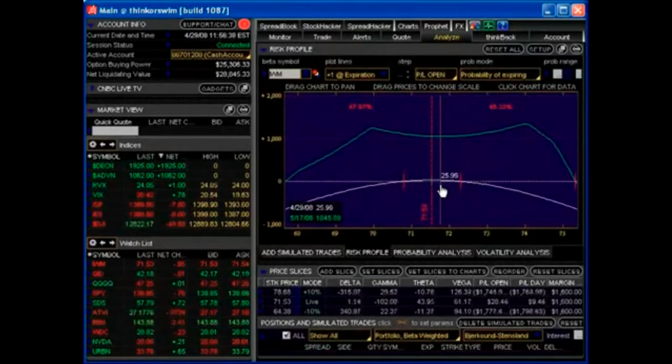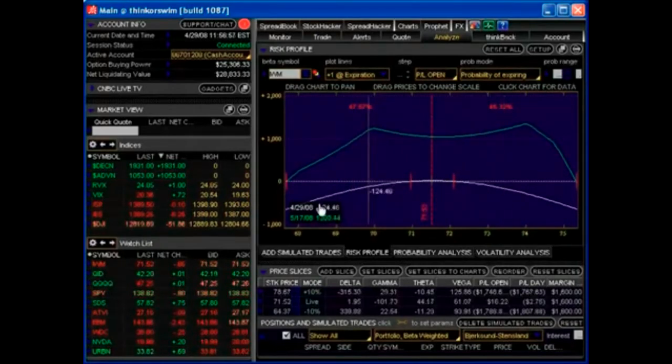It gets really, really interesting. As I mentioned, our margin is only $1,600. Okay. I want you to take a look at this green line for a second, because this green line is our maximum profit potential in this position.